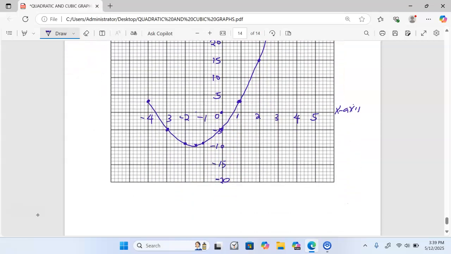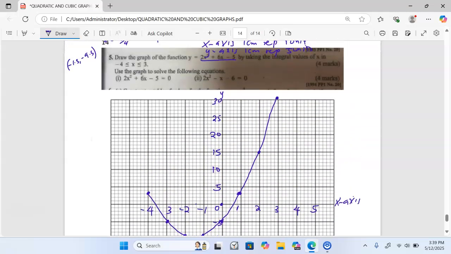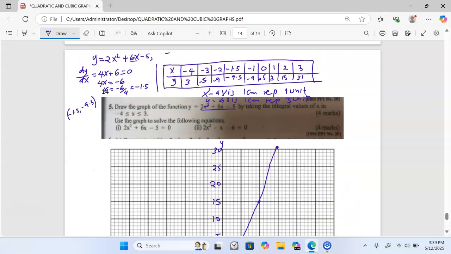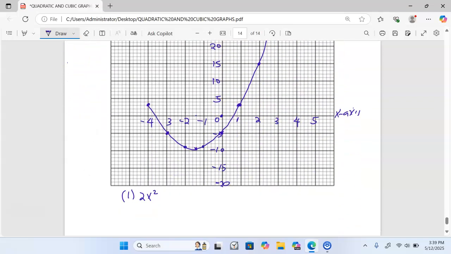So for part one of the question, we are supposed to use our graph to solve the following equations. The first equation we have is 2x squared plus 6x minus 5, which is the same function that we have used to draw this. And in this case, we are going to get the solutions by looking at the points where the curve is intersecting with the x-axis.